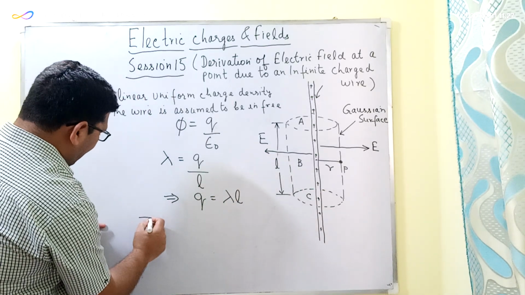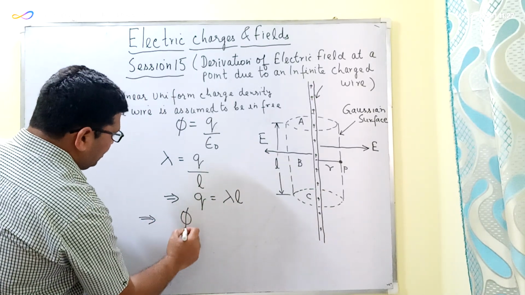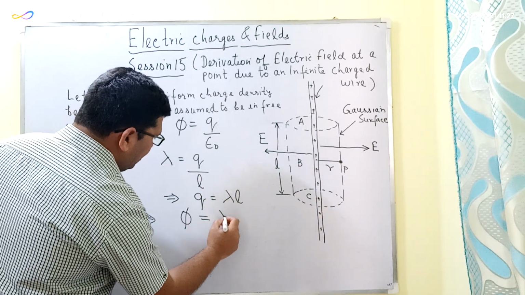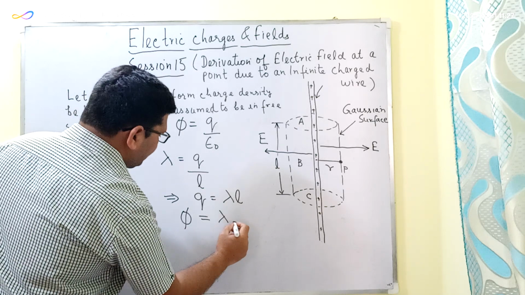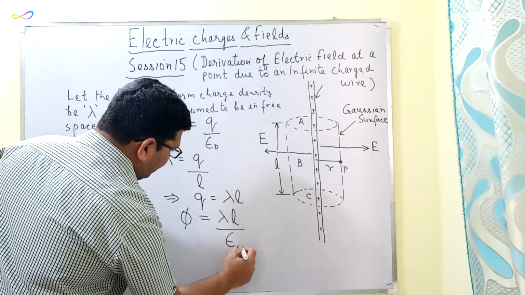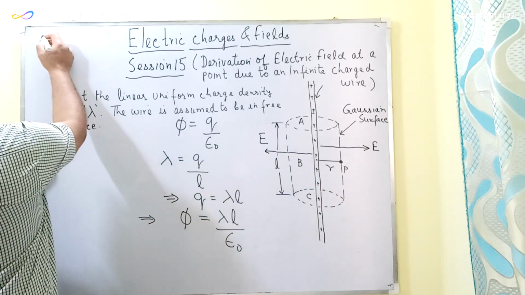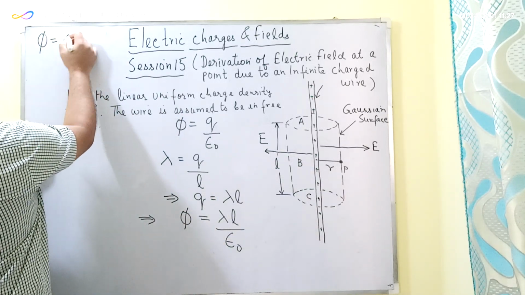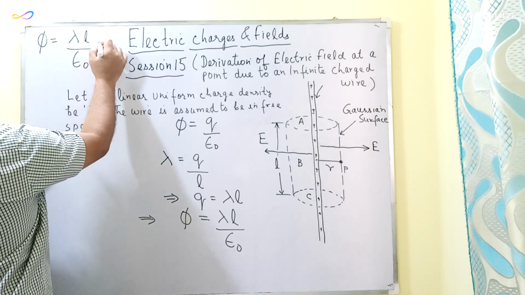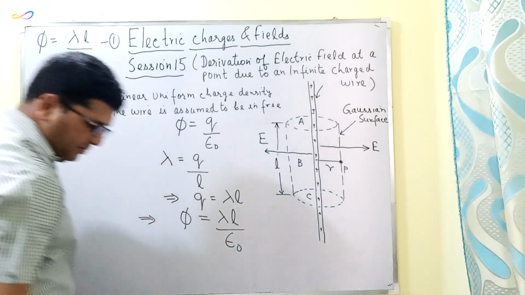Or we can simply say that the flux through this Gaussian surface will be equal to Q upon epsilon naught, so this will be equal to lambda L upon epsilon naught. So this is the first equation which I have got. The flux through this Gaussian surface is equal to lambda L divided by epsilon naught. This is the first equation.